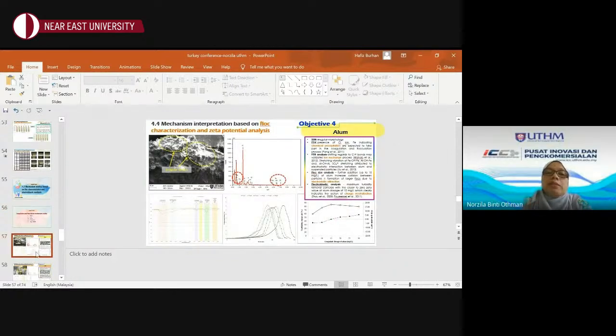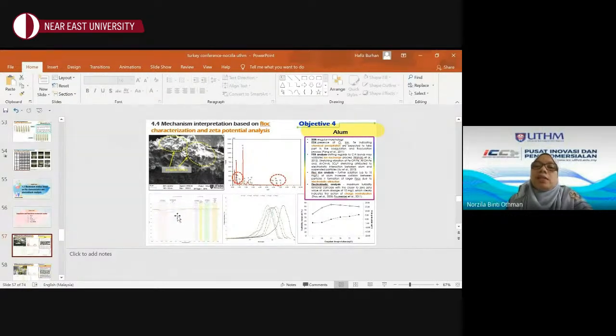So, the mechanism based on the floc characterization and zeta potential. SEM shows irregular morphology. Look at the morphology, these are irregular. EDX indicates the presence of chlorine, manganese, and ferrum, indicating chemical precipitation.